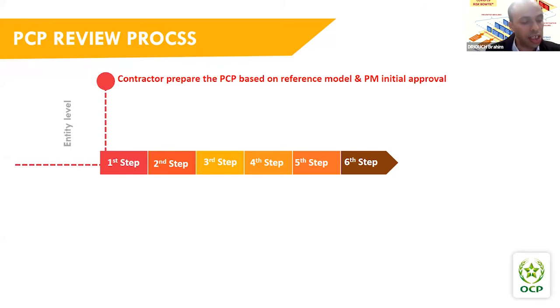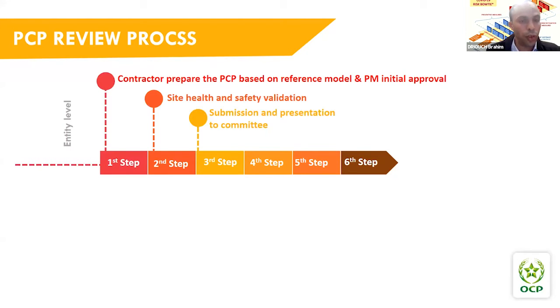The first step is at the level of operational teams. It starts with the project manager, who prepares the PCP with the contractor. This PCP is specific to the project conditions, based on the reference guide which is established at the start. Then it is submitted to the Health and Safety Department for review, and for adjustment if needed, before the presentation to the PCP committee. After the presentation to the committee and the end of the meeting, recommendations and remarks are sent to the project manager for taking the necessary actions regarding the PCP reference guide.